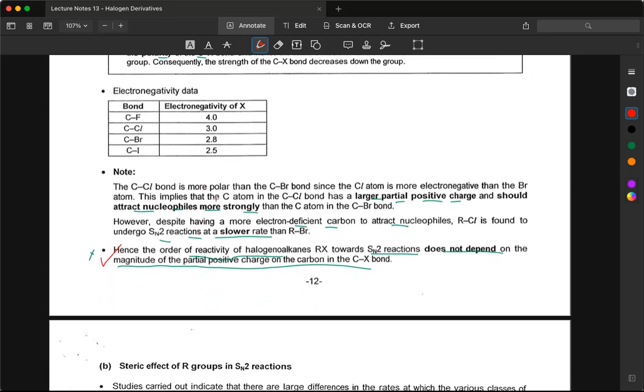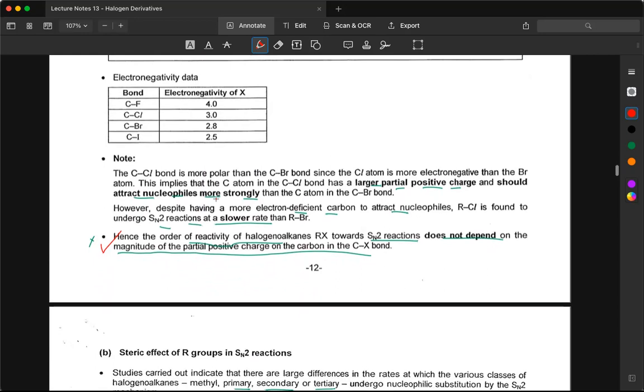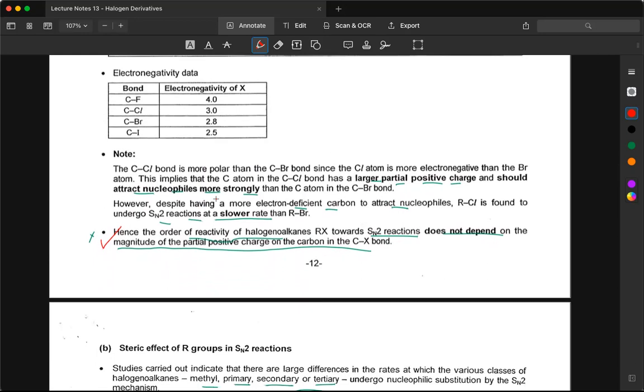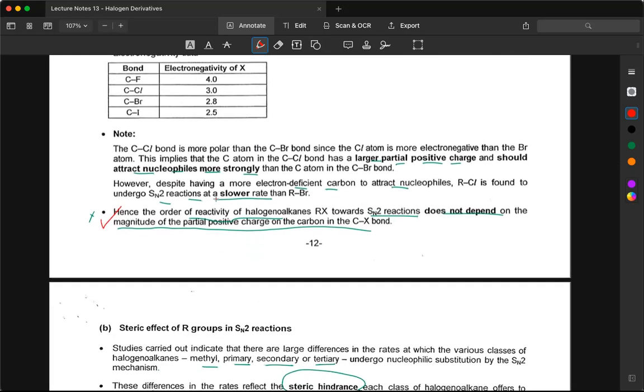This implies that the C atom in the C-Cl bond has a larger partial positive charge and should attract nucleophiles more strongly than the C atom in C-Br. However, despite having a more electron deficient carbon to attract nucleophiles, RCl is found to undergo SN2 reactions at a slower rate. The order of reactivity of halogenoalkanes towards SN2 reactions does not depend on the magnitude of the partial positive charge on the carbon of the C-X bond.